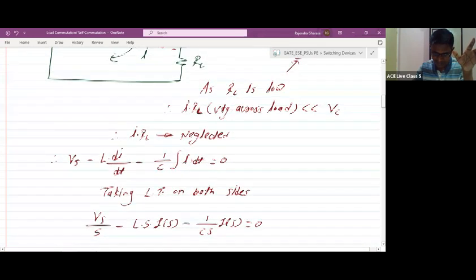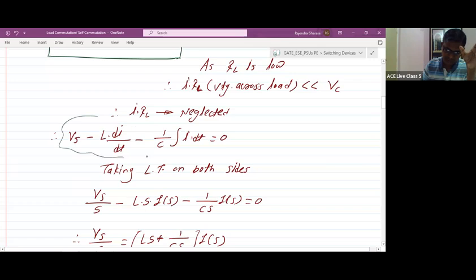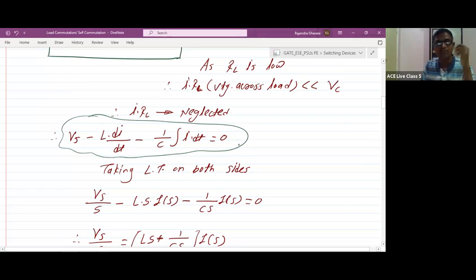Yes, you can check this expression, whatever expression we are having and the expression which we wrote just now. So Vs is equal to L di/dt. If I shift these two terms to the right hand side, it will be Vs is equal to L di/dt plus 1/C integration of I dt.